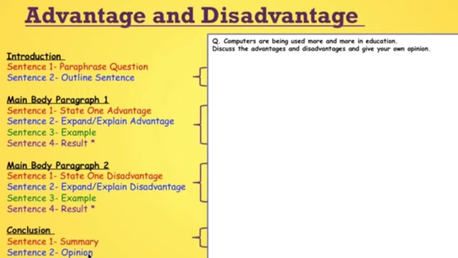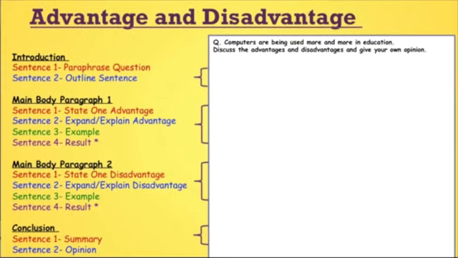Now, oftentimes they have not asked for opinion. This is only when they've asked for your opinion. If they have not, it's not necessary for you to give your opinion, but sometimes they ask for it. So let's look at the question here. Computers are being used more and more in education. Discuss the advantages and disadvantages and give your own opinion. Okay, so for this essay, it says discuss the advantages and disadvantages and give your own opinion. So they have asked you to give your own opinion, which you can in the conclusion.